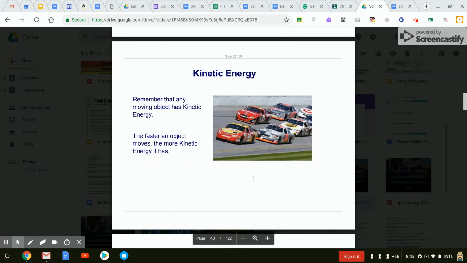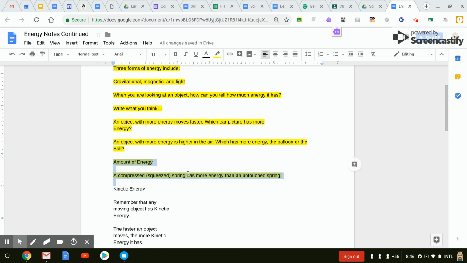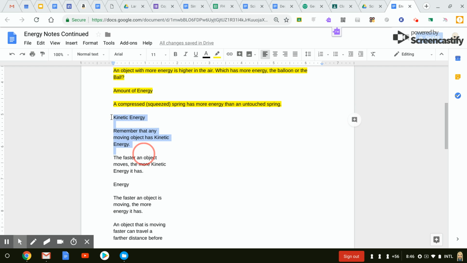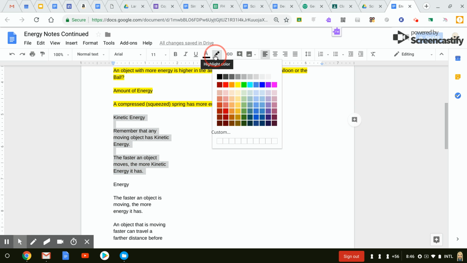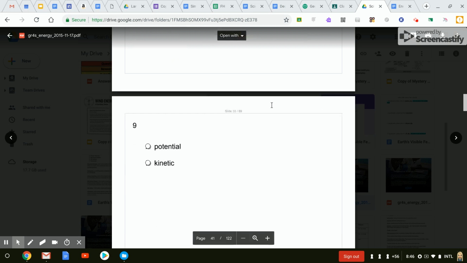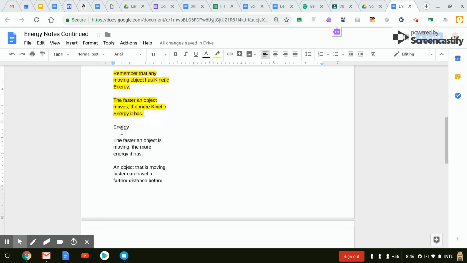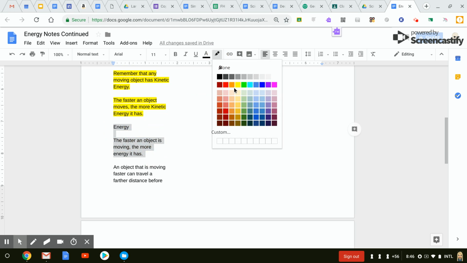So remember that any moving object has kinetic energy, and the faster that an object moves, the more kinetic energy it has. So once again, we see these super fast race cars. Write all of this down about kinetic energy. I want you to go ahead and add this on. The faster an object is moving, the more energy it has.